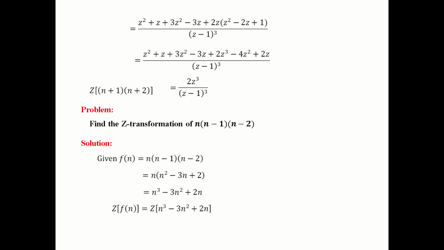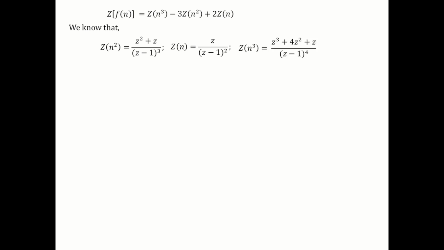So taking z individually, you will get z of n cube, minus 3, take 3 outside, so minus 3z of n square, take 2 outside the z transformation, plus 2 into z of n. We know the formulas, z of n square, which is equal to z square plus z by z minus 1 whole cube. Z of n, which is equal to z by z minus 1 square, and z of n cube, which is equal to z cube plus 4z square plus z by z minus 1 power 4.